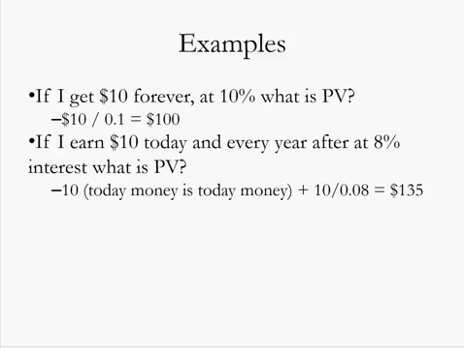So if I have $10 every year for forever, and the interest rate is 10% per year, compounded annually, because my payments and my interest rate match, right? You heard me say $10 every year and 10% every year, means I can just put it in the formula, and I would get 10 divided by 0.1 and get $100. So if interest rates fall, $10 divided by 0.08 is 135.